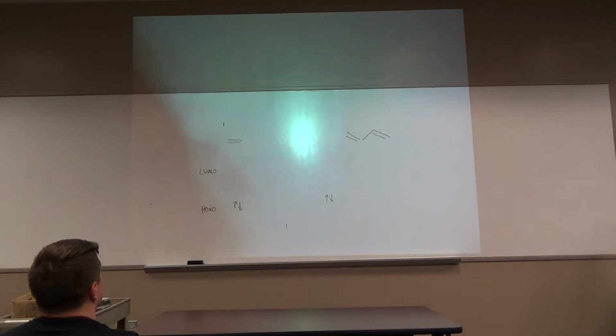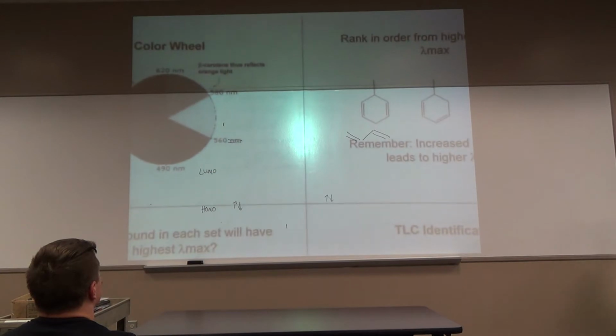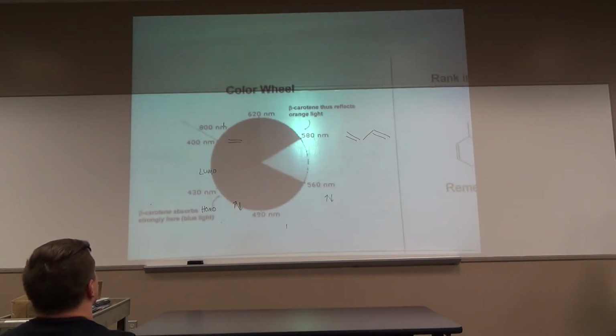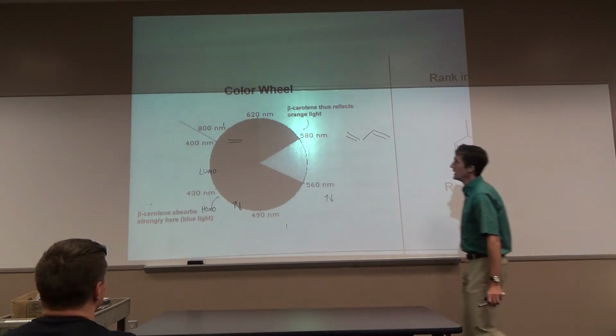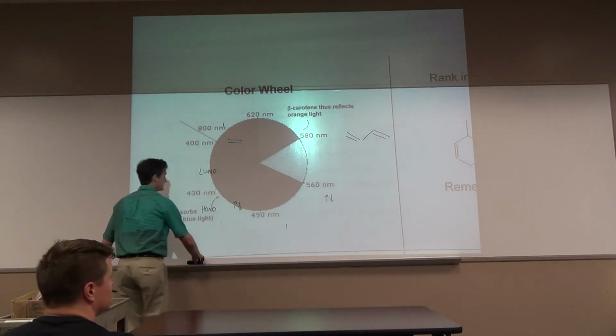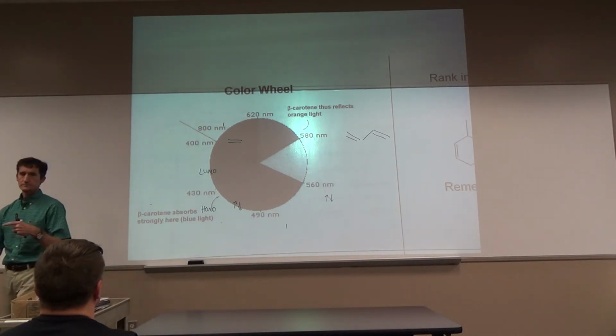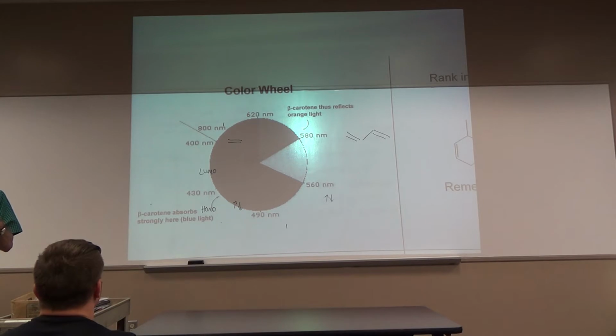So why is it orange? Well, seems like this is in black and white. But if you look at a color wheel, the beta-carotene is orange, not because it's absorbing orange, it's because it's reflecting orange. That's what you're seeing. It actually is absorbing blue.